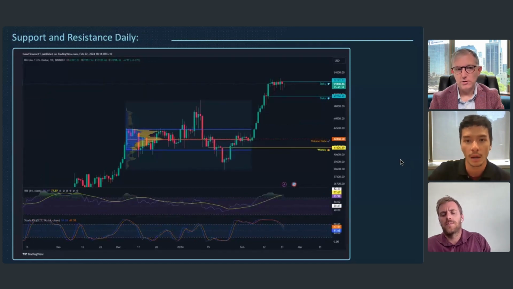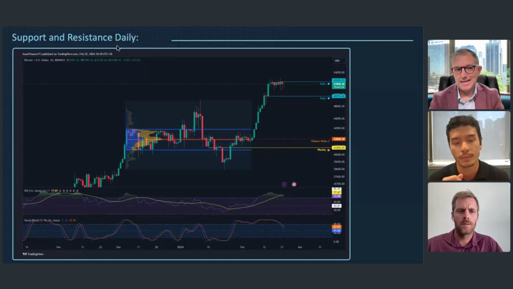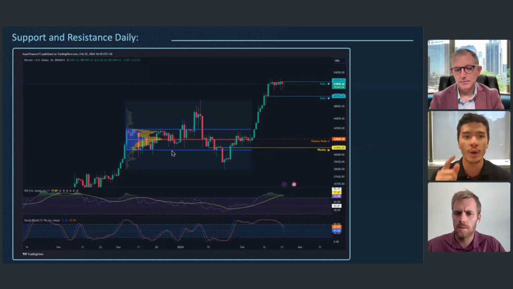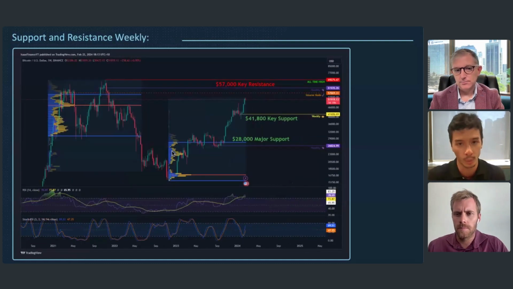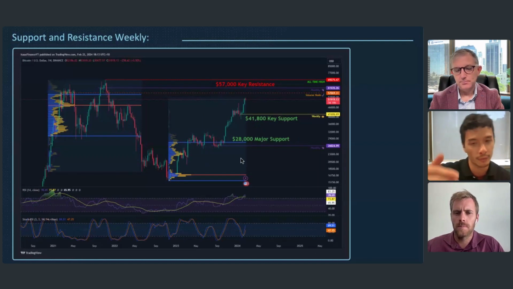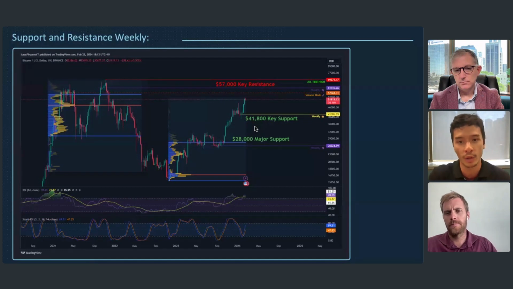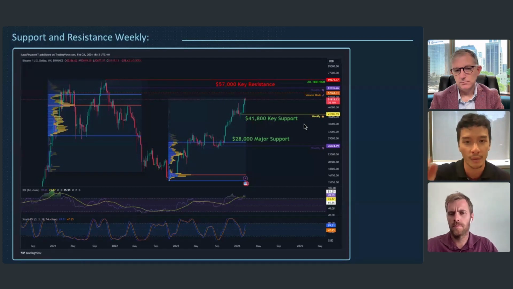Now, you've also narrowed in on that on the daily. Yeah, just going back to the weekly chart, I forgot to cover the support side. So if you look down here, if let's say we do have a retrace of quite a sizable amount, a good area to be looking to buy would be the 41,800 region. And I've also drawn the 28,000 major support there.